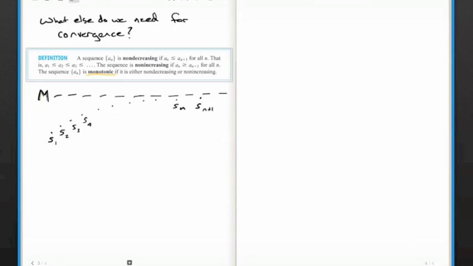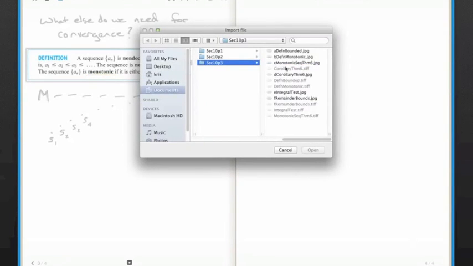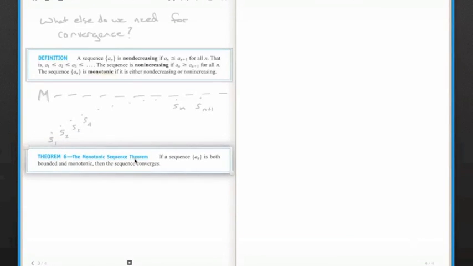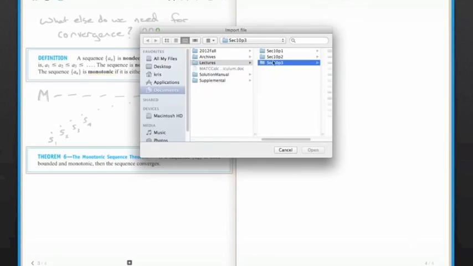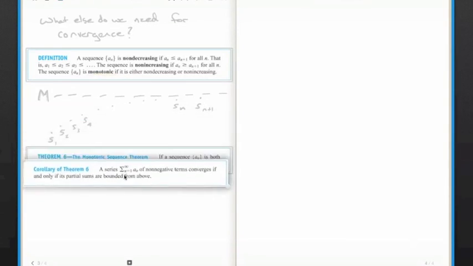So let's take a look at a more formal definition of that. Now here we've got a real theorem that says if a sequence A sub n is both bounded and monotonic, the sequence converges. My partial sums can't get above this, so I'm stuck. My sum has got to be right around here. And then there's a corollary to that. Corollary is another math kind of word that I'm not exactly sure what a corollary is, but we'll throw it in there anyway.